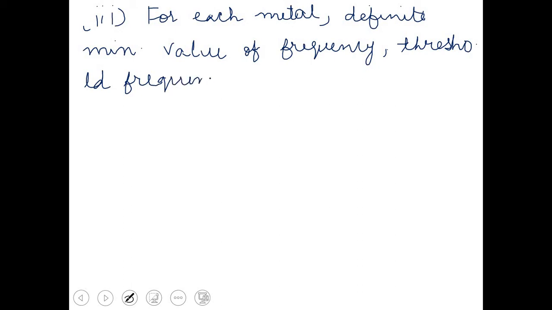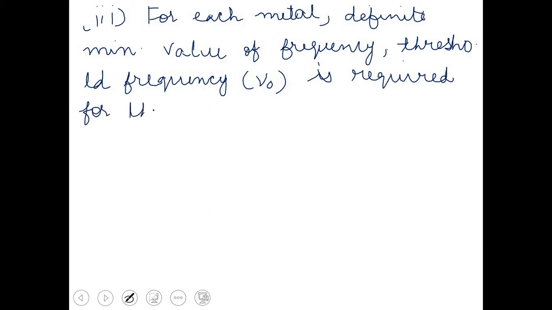So for each metal, there is a definite minimum value of frequency, which is called the threshold frequency, represented by the symbol ν0. This minimum value of frequency is required for the ejection of photoelectrons, and it is called the threshold frequency.